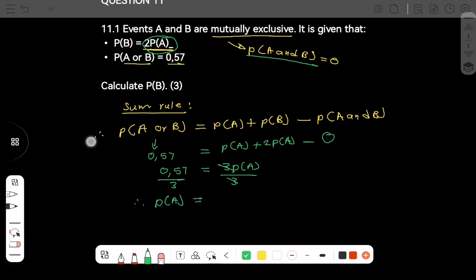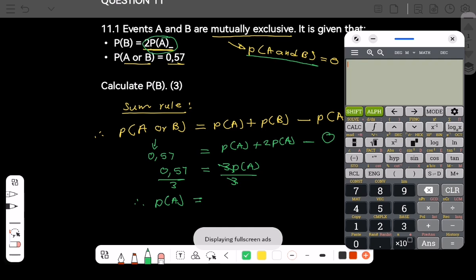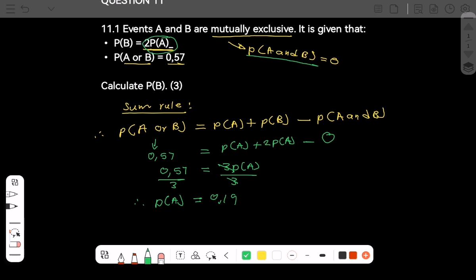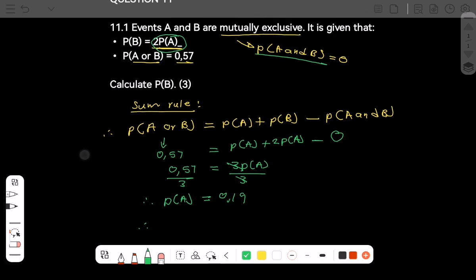Now we are going to say 0.57 divided by 3. It is giving me 0.19. And recall, guys, we are not calculating the probability of A, but the probability of B. So after that, I just have to go back to my information above. I am given that the probability of B is equal to 2 times the probability of A. So I am almost done now.